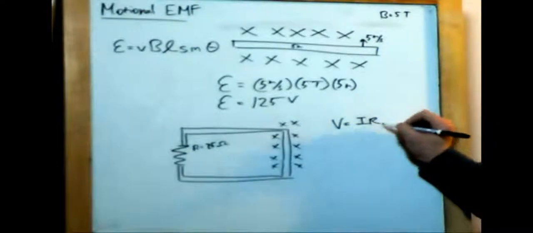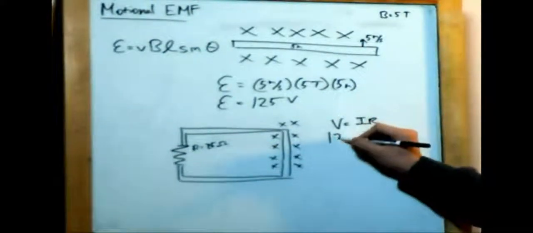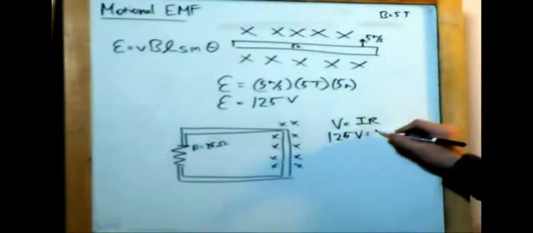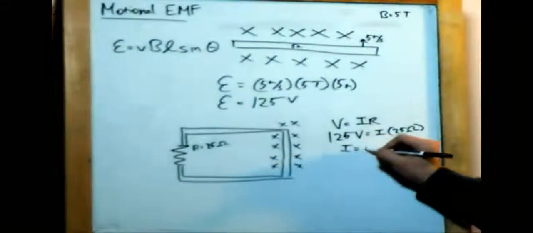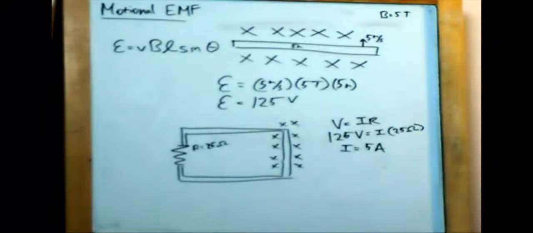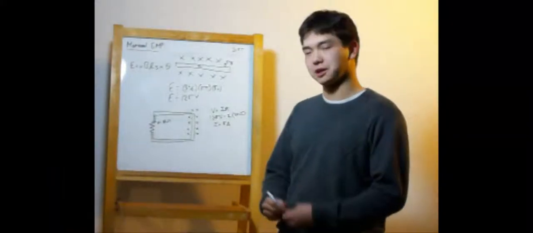So V equals IR. And so we calculated electromotive force of 125 volts equals an unknown current times 25 ohms. We divide by 25 ohms, giving us a current of 5 amps. This is actually the way certain generators work.